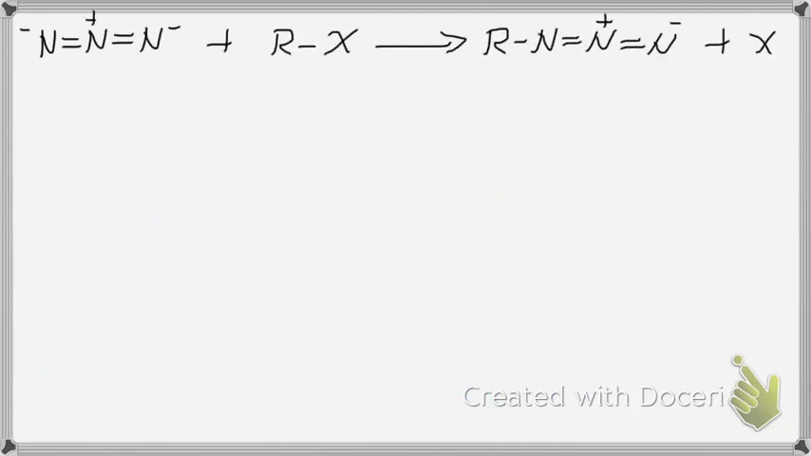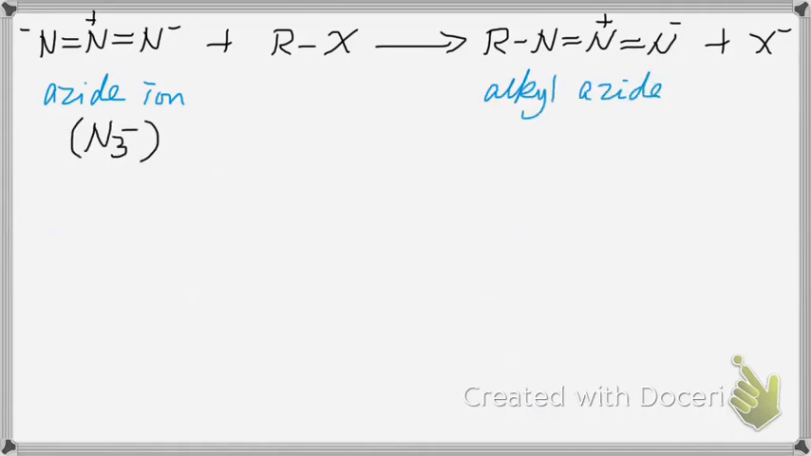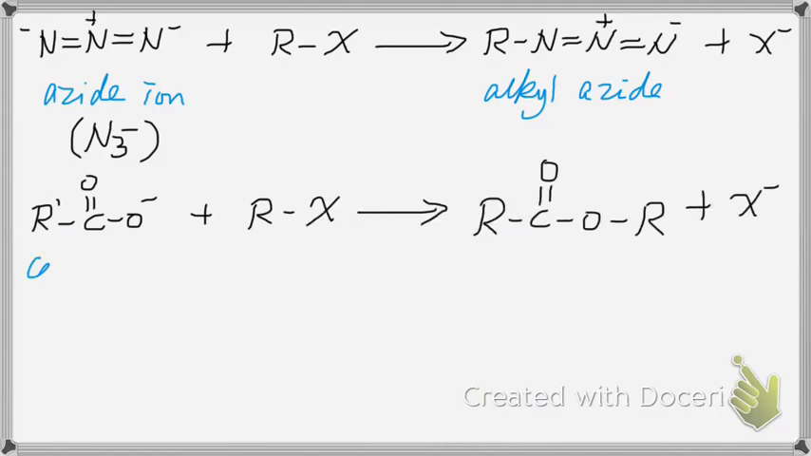And the next example, we have azide ion as the nucleophile. When azide replaces the X, it forms the alkyl azide. So here I gave you the Lewis structure of azide, but in a lot of cases, you will just see N3- for azide ion. Next, carboxylate ion can serve as the nucleophile to replace the X in alkyl halide. The final product is an ester.